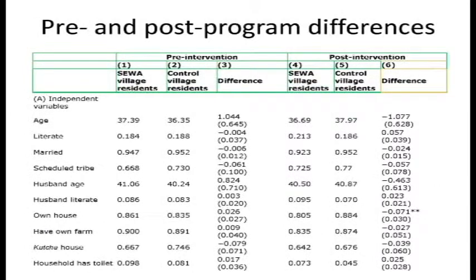So this is just a balance table that is showing that, across these different observable variables, at least if you're looking at the means, women in the control villages and the treatment villages are basically the same.